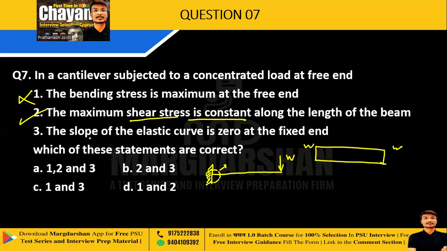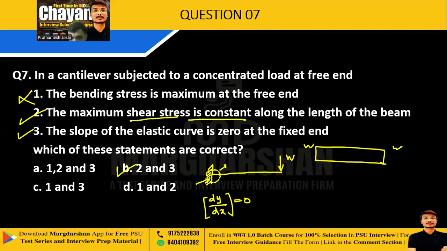This is correct. The slope of the elastic curve is 0 at the free end. Yes, correct. What we write as dy by dx, the slope, is 0 here, that is our angle. It is correct. So B is the correct answer. 2 and 3 are correct. One is incorrect.